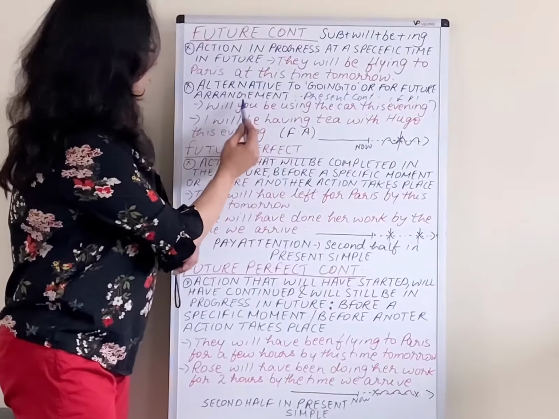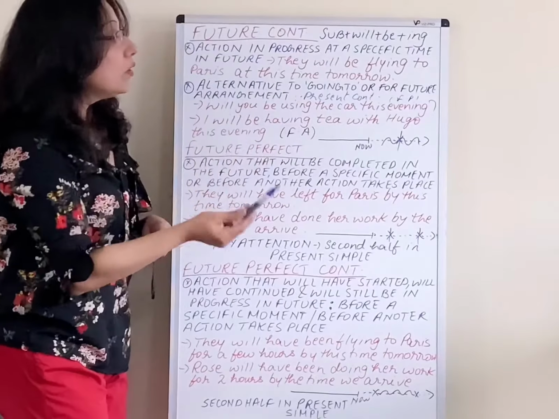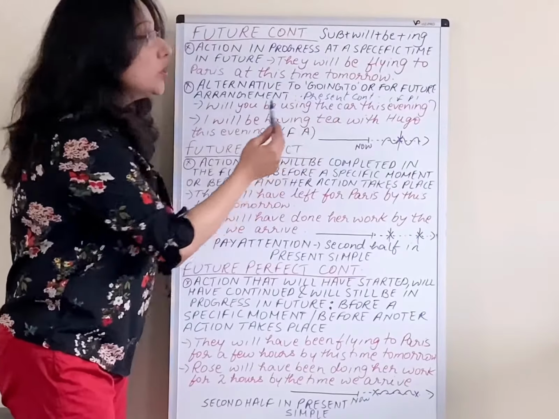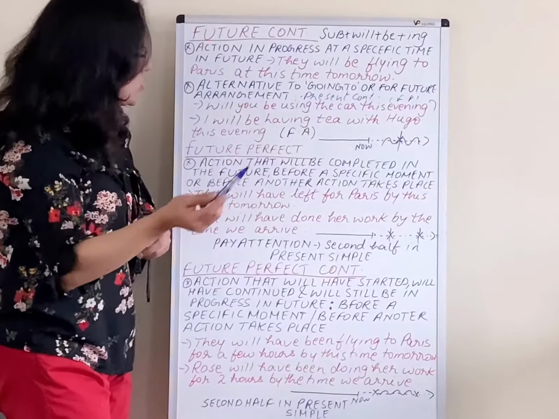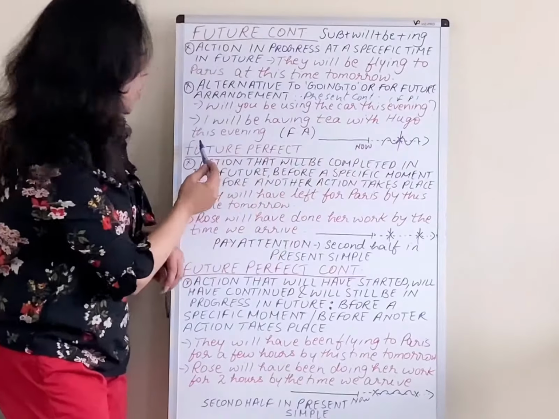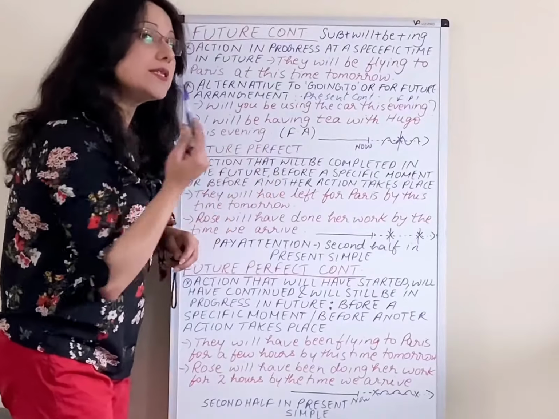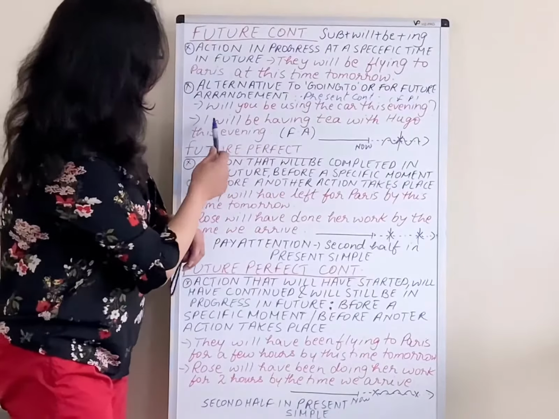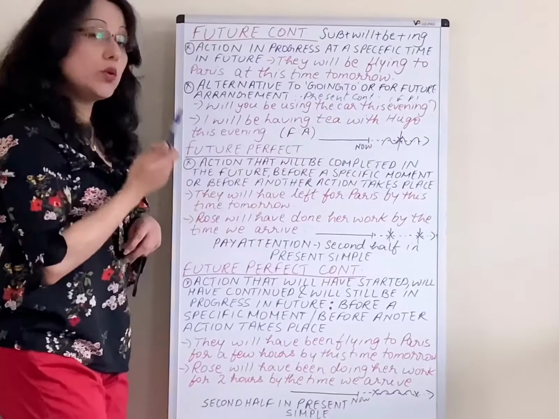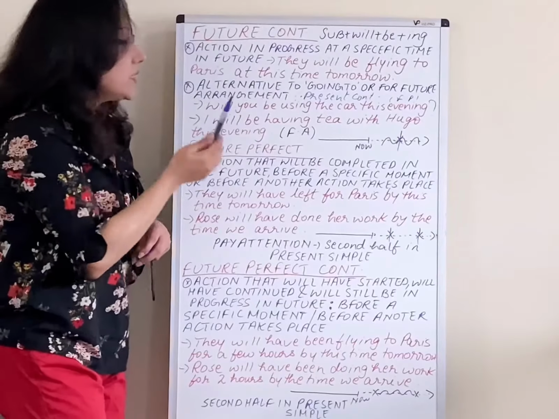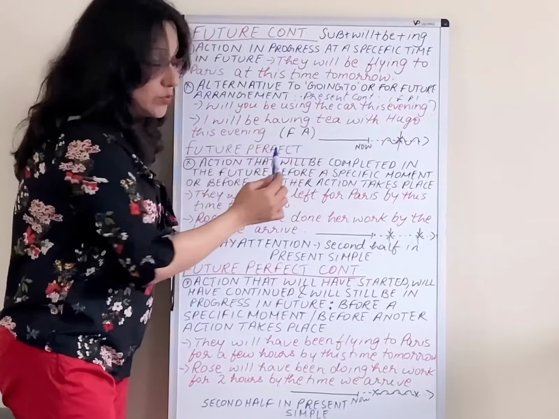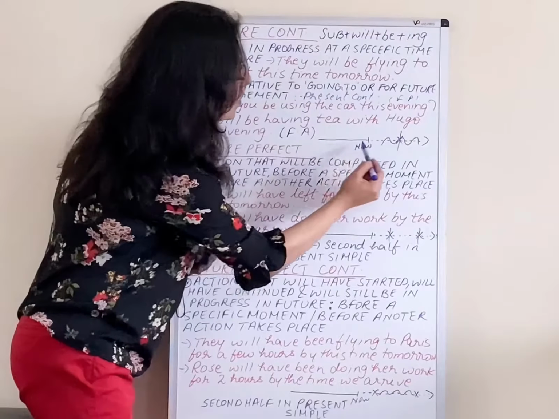Again, like I wrote over here, you can also use your future continuous instead of present continuous to talk about future arrangements. So over here, I will be having tea with Hugo this evening. This is my future arrangement. I could have said, I am having my tea with Hugo this evening. So instead of present continuous, you can also use your future continuous to talk about future arrangements. Is that okay?